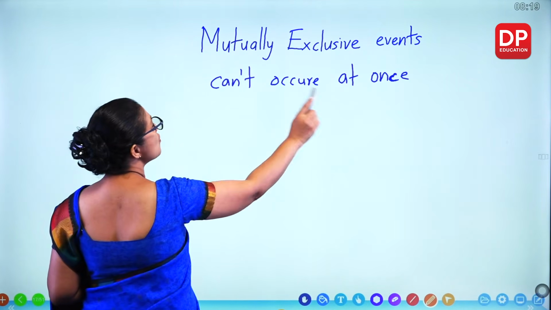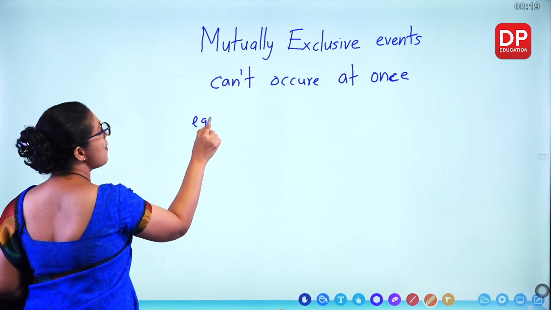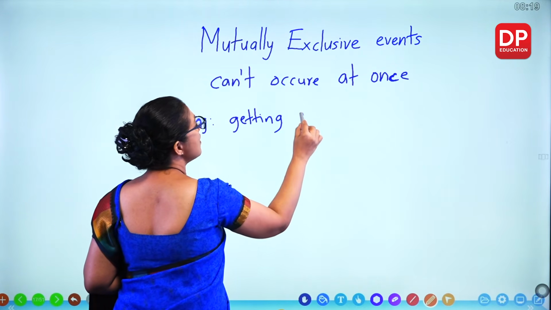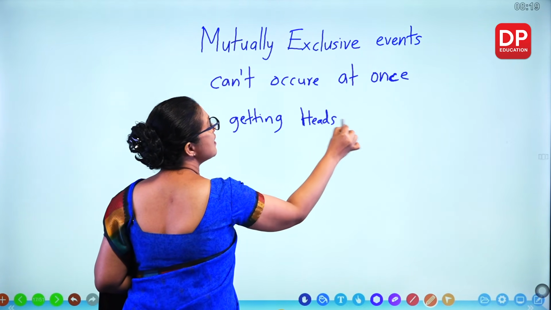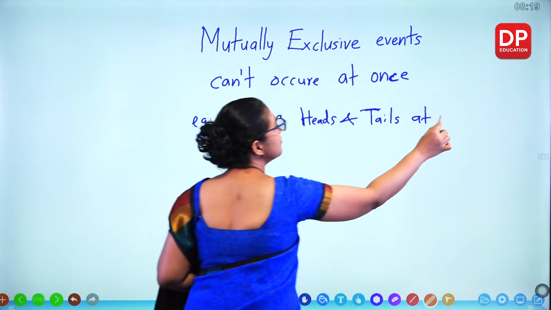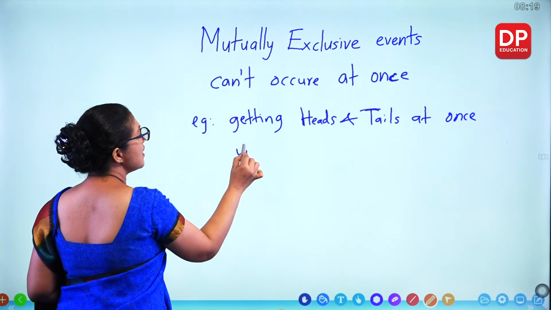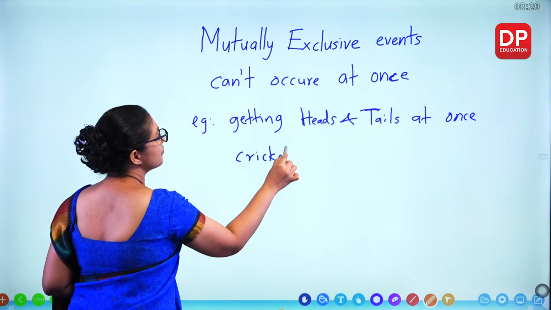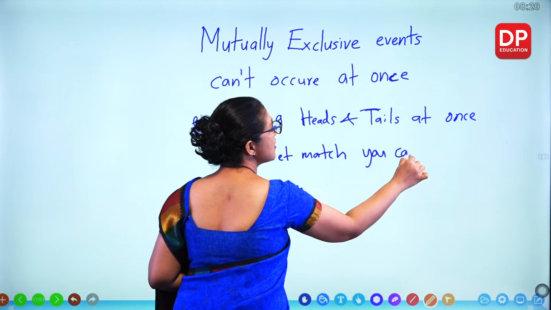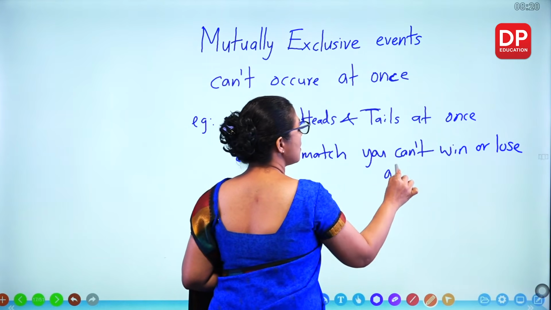So what are mutually exclusive events? Can't occur at once. So I can write, for example, getting heads and tails at once. Or I can write, in a cricket match, you can't win or lose at once.